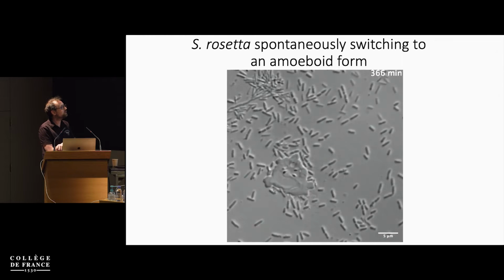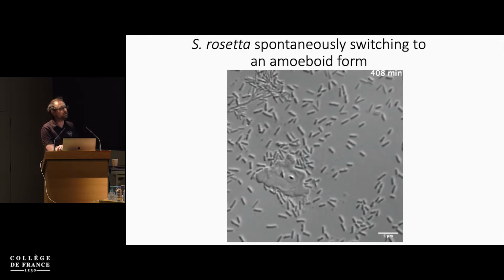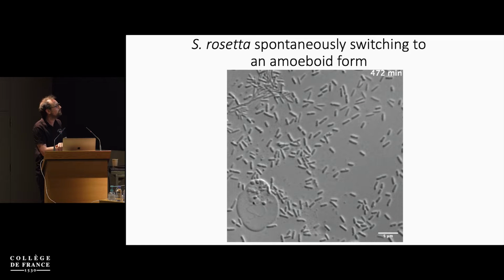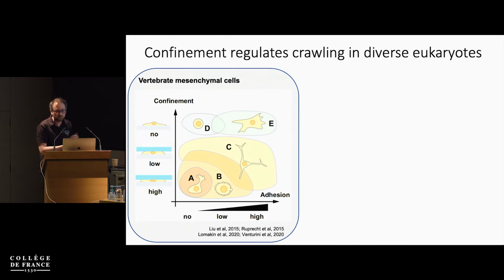So at first, it was not clear what induced this switch. It seemed spontaneous. After a while, we realized that there was actually something we didn't know in the culture medium, which was some degree of evaporation. So simply the Koino were possibly being trapped into a smaller and smaller film of liquid until potentially they were confined. And that, of course, made a lot of sense as a possibility because confinement is well known as a regulator of crawling in diverse eukaryotes.